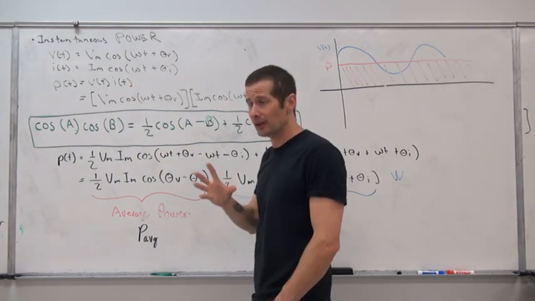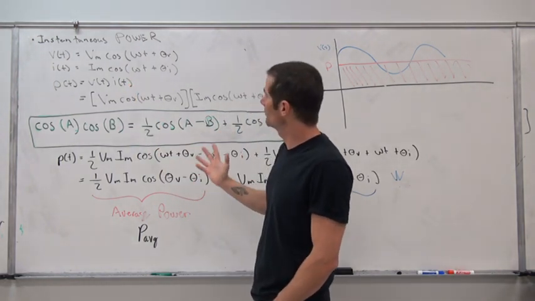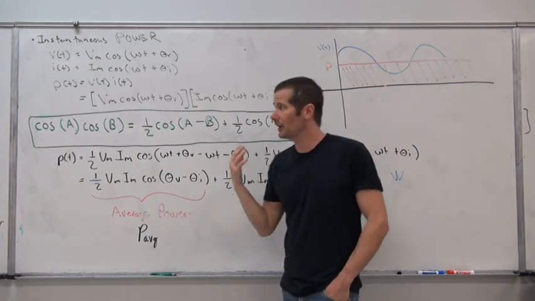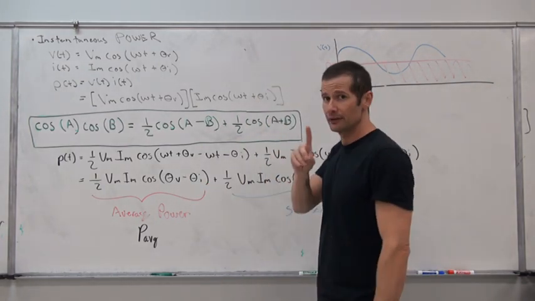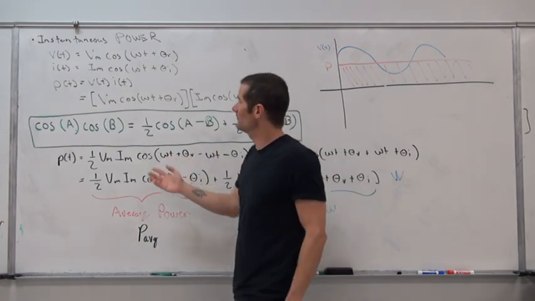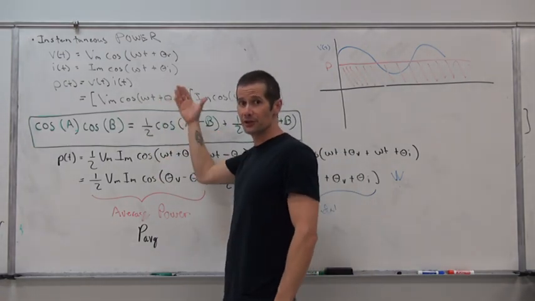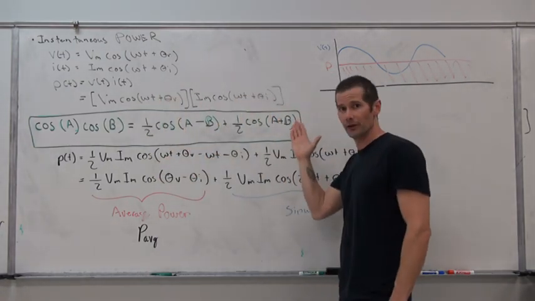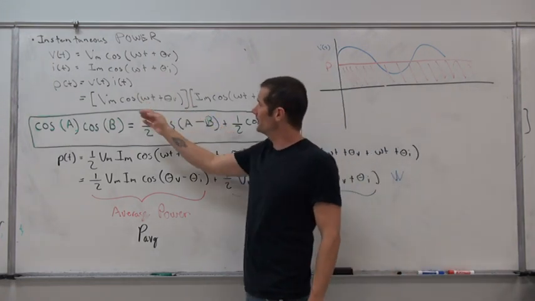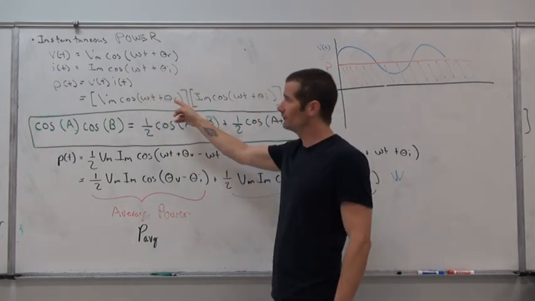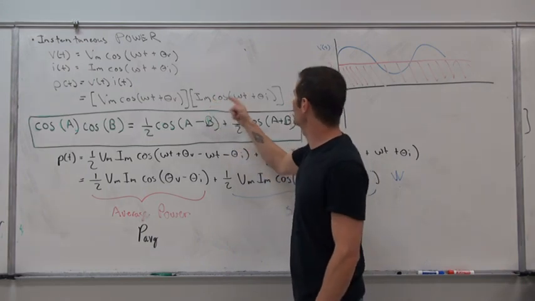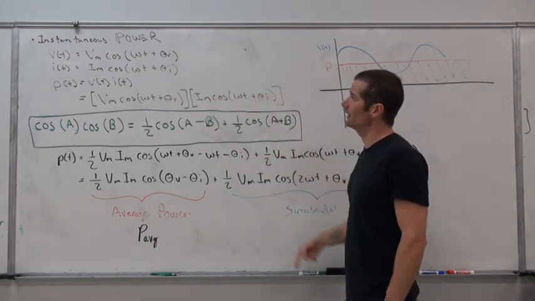Now, in this case, guys, if we take the voltage and multiply it by the current, then essentially what we have done is said that we're going to take a sinusoidal voltage and multiply it by a sinusoidal current. So Vm cosine of omega t plus theta v, times Im cosine of omega t plus theta I.